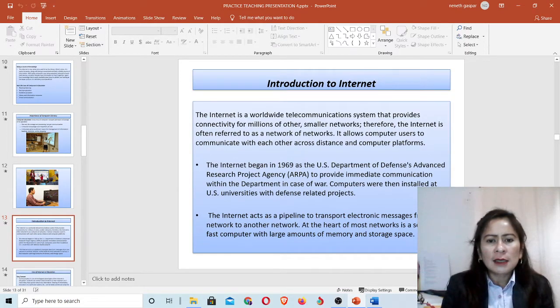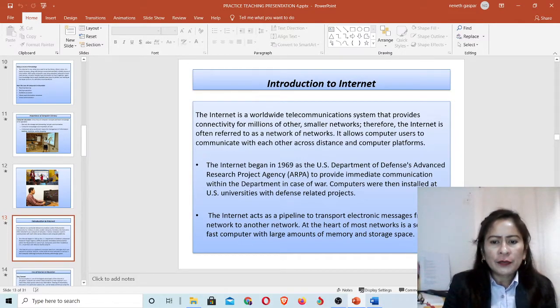The internet began in 1969 as the U.S. Department of Defense Advanced Research Projects Agency, or ARPA, to provide immediate communication within the department in case of war. Computers were installed at U.S. universities with defense-related projects. The internet acts as a pipeline to transport electronic messages from one network to another network. At the heart of most networks is a fast computer with a large amount of memory and storage space.